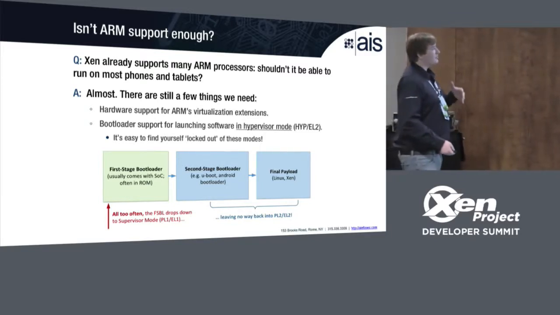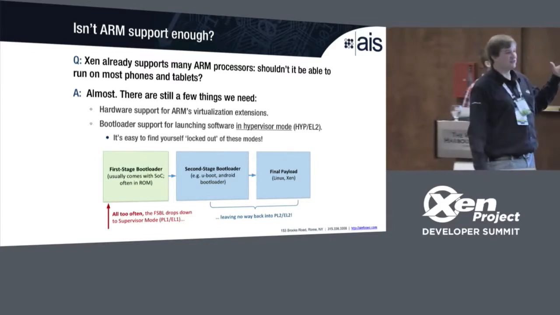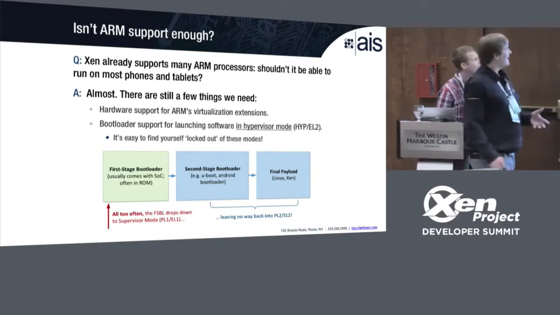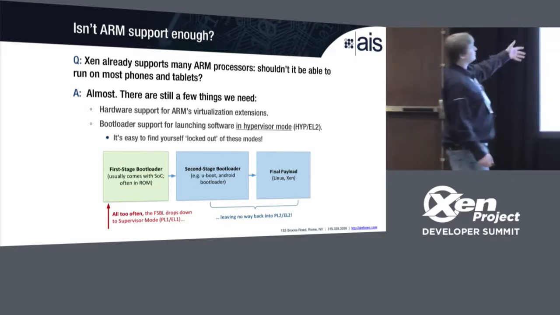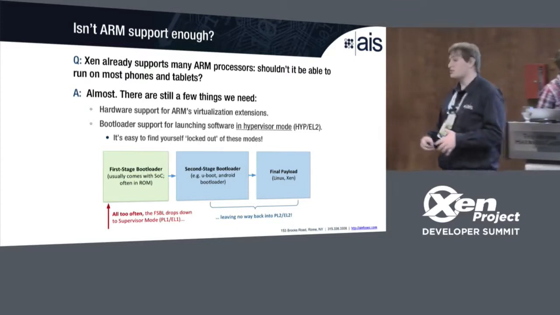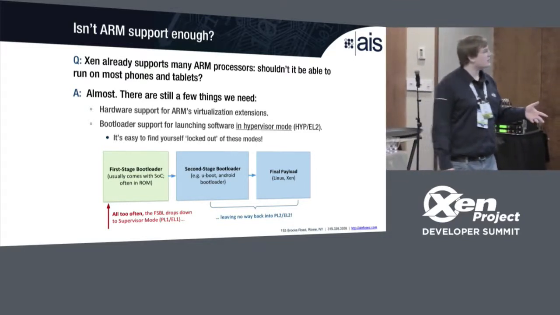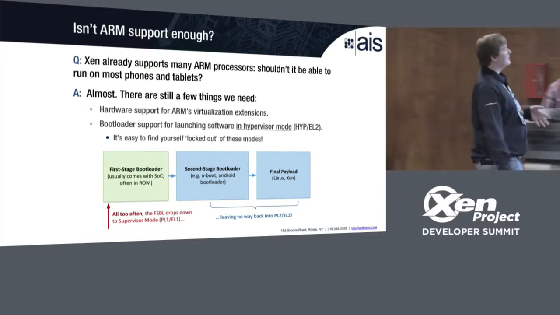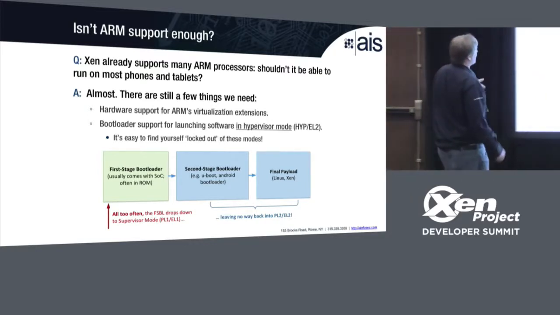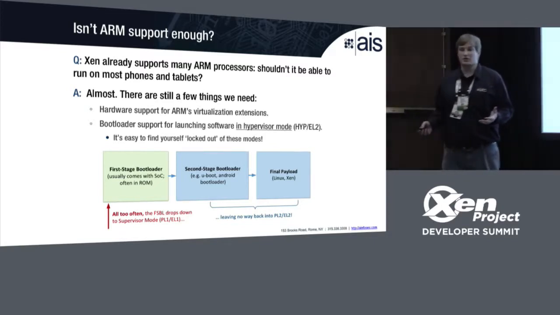So there's already a lot of support for ARM. Shouldn't we then be able to run Xen on most phones and tablets? And the answer is kind of a tantalizing almost, right? There's still a few things we need. So even if you have a phone or tablet that runs ARM, and we support ARM, you obviously still need the virtualization extensions. And then beyond that, the main problem we've seen with compatibility on most of these is the permission to run things in hypervisor mode.